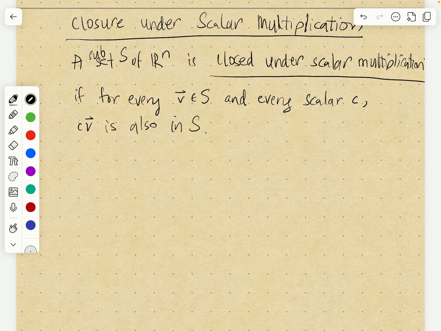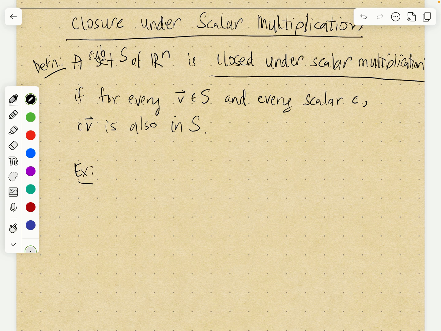Okay, so that means that whenever you have a vector in S, every scalar multiple of that vector is also in S. Well, if you take a vector in S and look at all the scalar multiples, that's a line, right? So what it means is that it can't contain parts of a line. It has to contain the whole line. But let's look at some examples. This was a definition, so please memorize this definition.